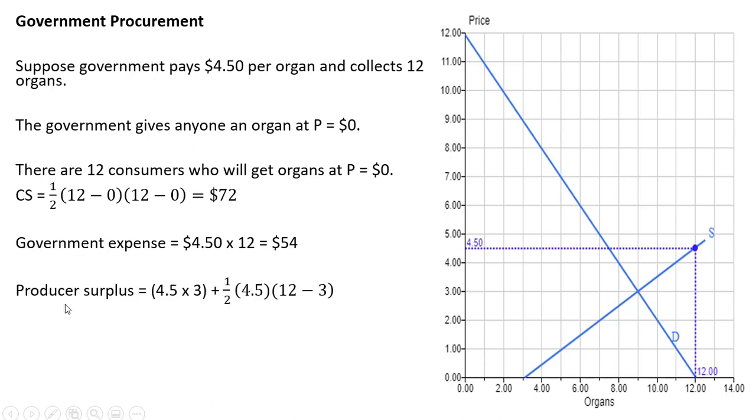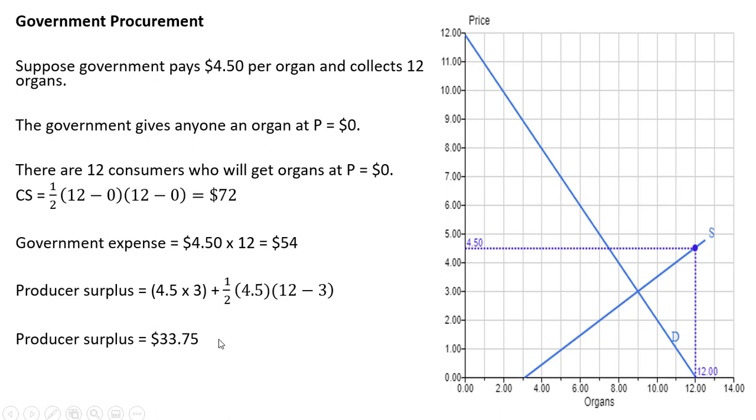As for producer surplus, for the people selling their organs to the government, that is going to be comprised of two areas. There's going to be a rectangle here, which has a width of $4.50 and a length of 3. That's going to be part of producer surplus. And then the triangle next to it has a height of 4.5 and a base of 12 minus 3. This triangle touches the supply curve at 12, and then it goes all the way to 3 here. If we do the math, producer surplus would be $33.75.